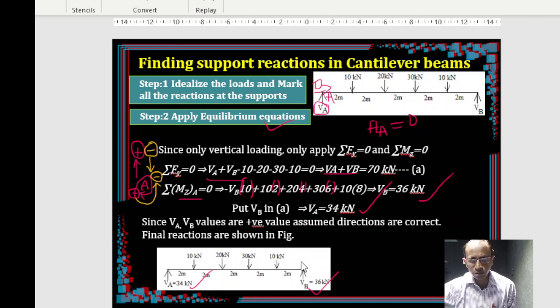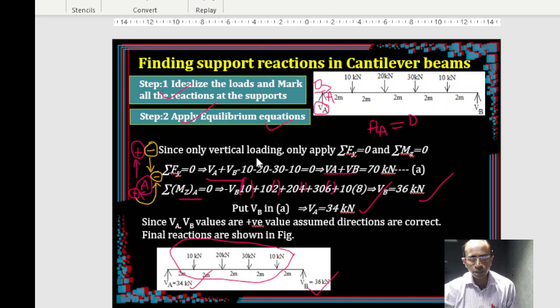The equilibrium equations which you have applied must be satisfied, right? What is the total downward? 30, 30, 60 plus 10, 70, and here also 36 plus 34, 70. That's it. So with the help of these two steps, you can solve the reactions of the simple supports, regardless of whatever loading may be given.